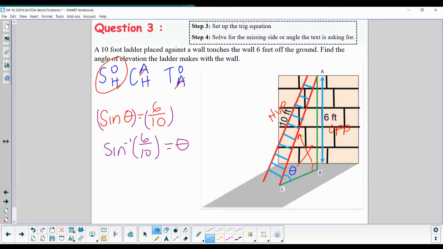If you're using a TI, you're going to push second sine and then divide 6/10. And that gives you 36. Theta equals 36.87. We want to make sure we write that as a sentence, so we can say the angle of elevation is 36.87 degrees.